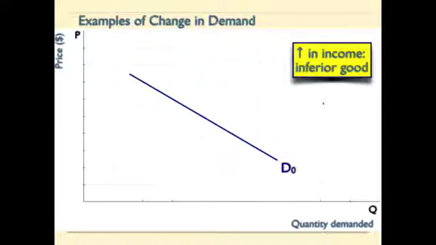Also, let's take a look at it. We have the same inferior good, but income is increasing. Again, income and the demand for an inferior good move in opposite directions. So an increase in income will cause the demand curve to shift to the left.